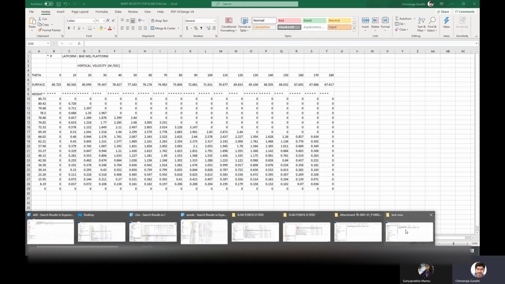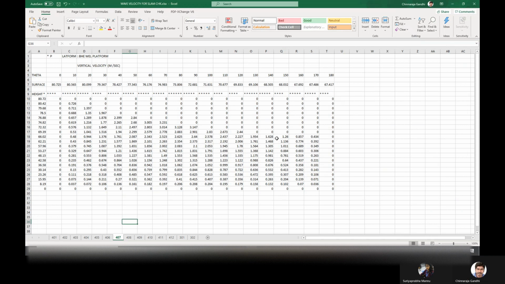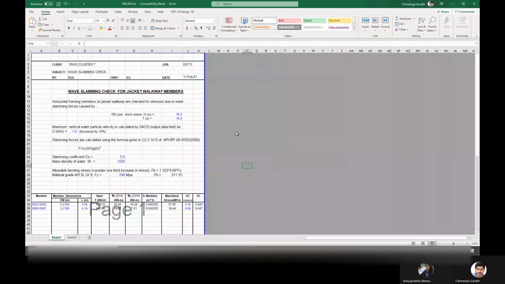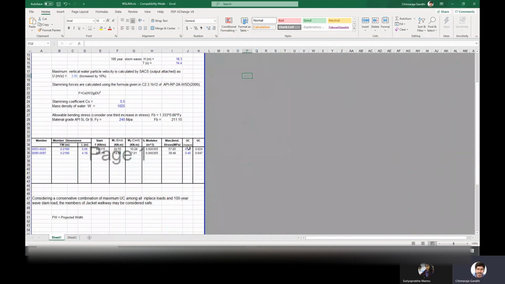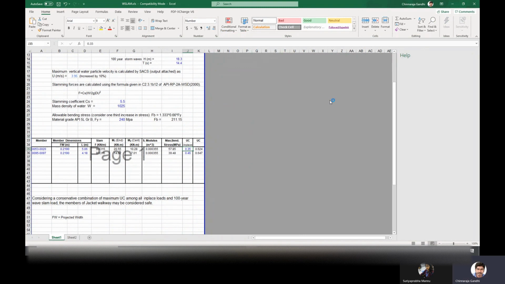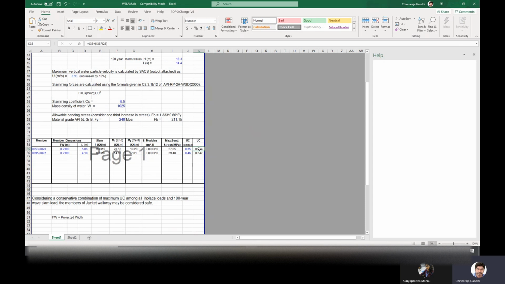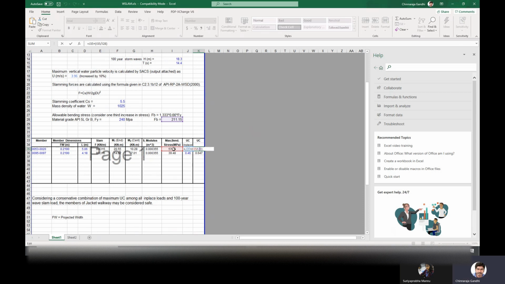If you go to the calculation here, this is the in place, and this is the actual bending stress divided by allowable plus this in place. So 0.35 plus this one, this actual by allowable, is given here. The separate value for wave slam alone is not given here.